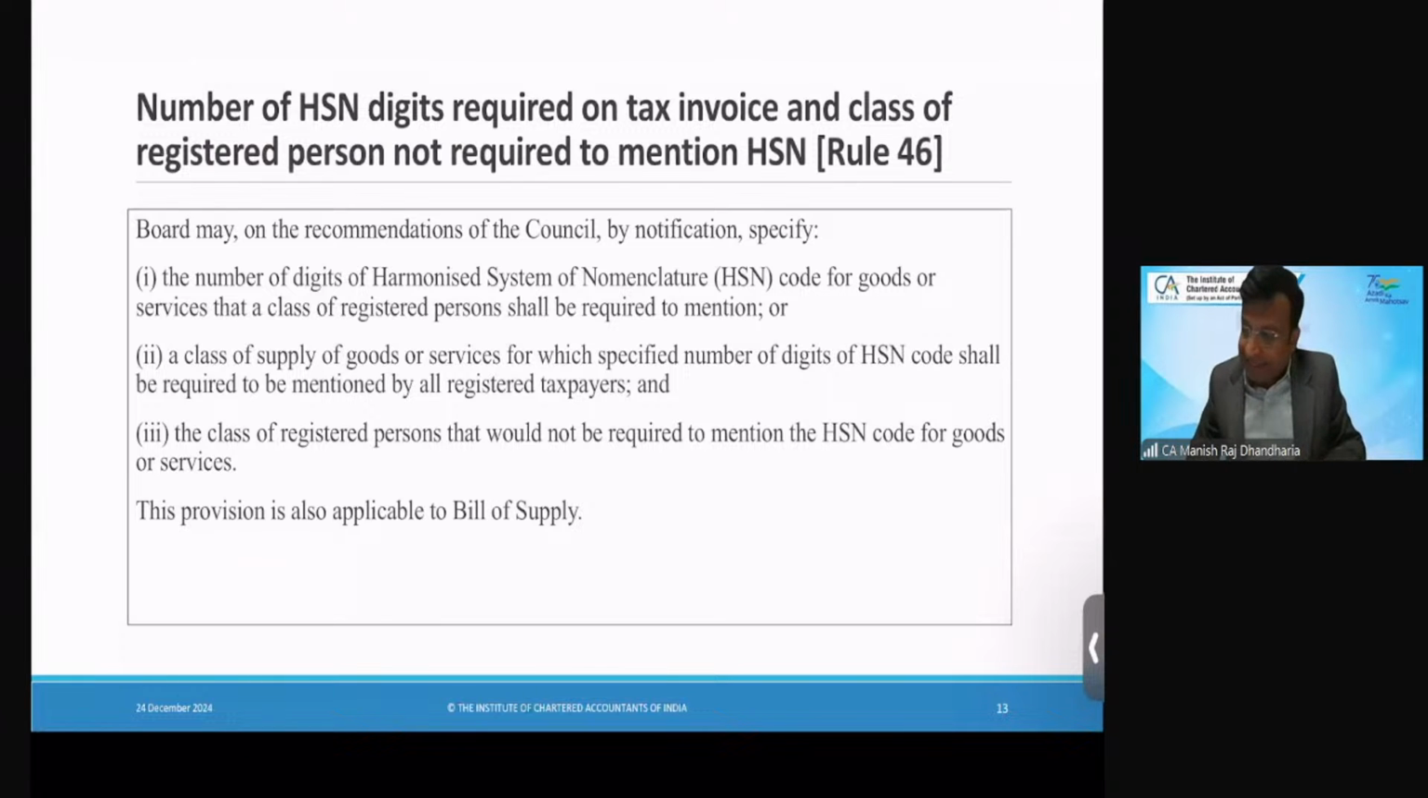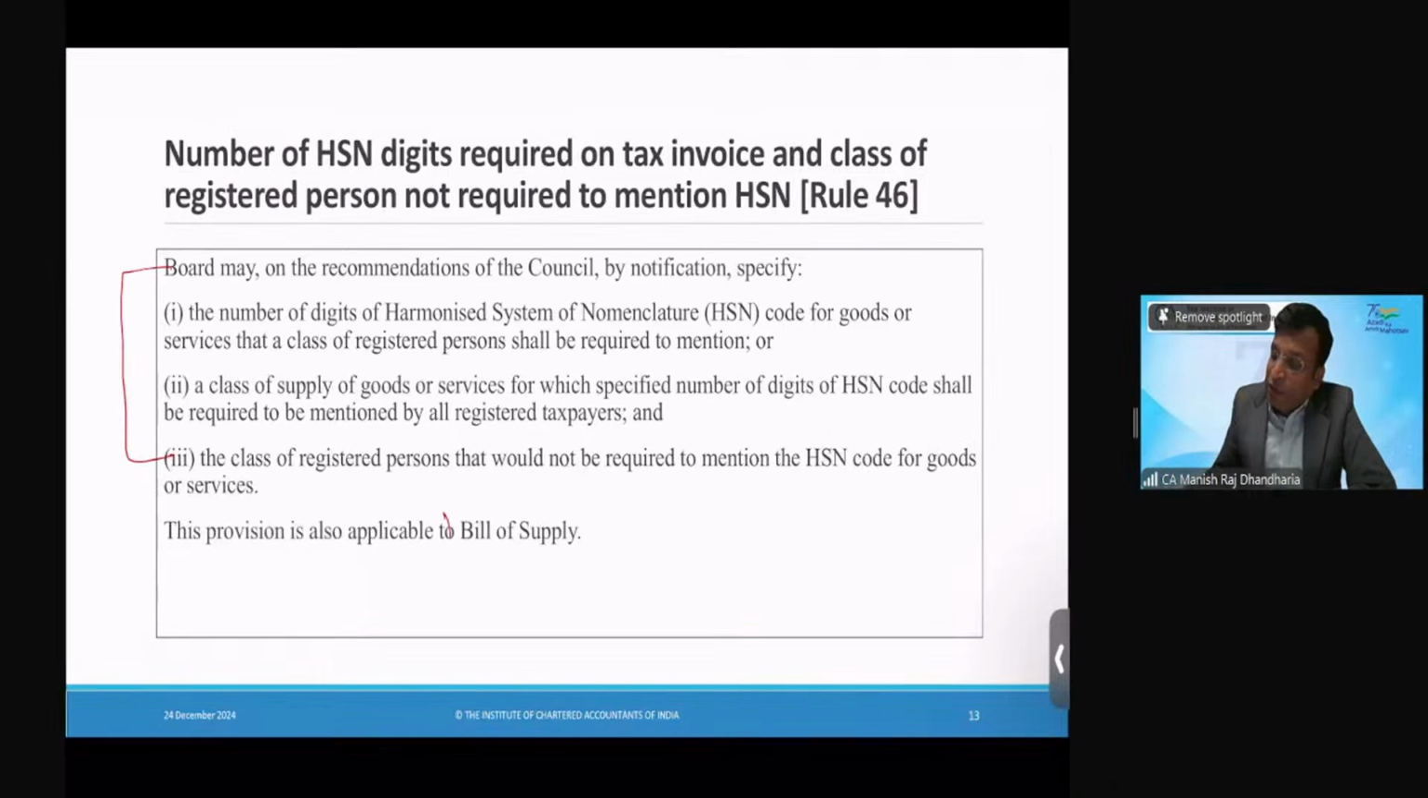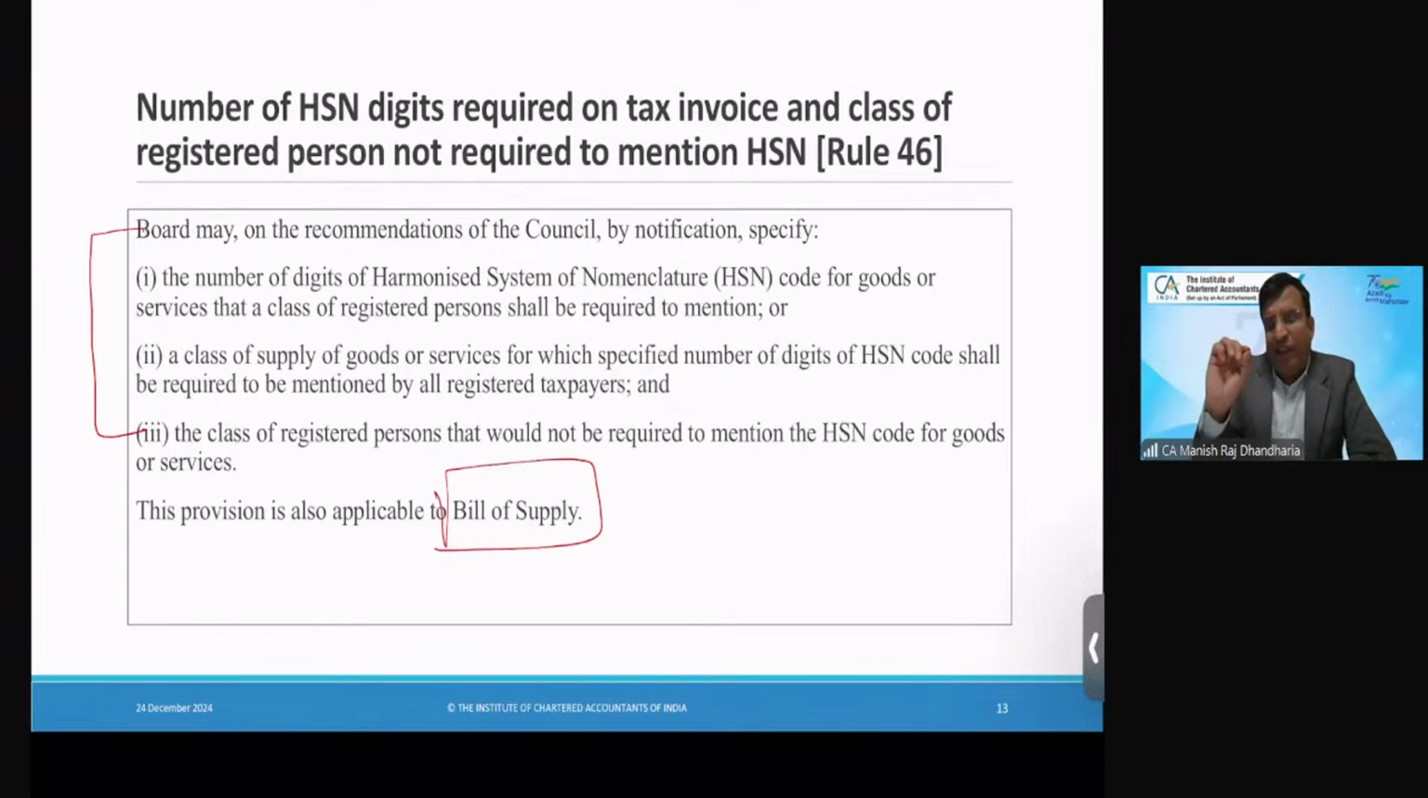तो अपने को कितना डिजिट HSN कोड मेंशन करें? So the board, on recommendation of the council, will notify कि किसको HSN कोड मेंशन करना है, किसको नहीं करना, किस गुड्स में करना है, किसमें नहीं करना, और कितना डिजिट मेंशन करना है. ओके. तो ये नोटिफिकेशन के थ्रू वो लोग बताएंगे, and they have issued the notification. We will discuss that. And the same will apply for bill of supply also. Let me discuss in one line what is bill of supply. Later on we will discuss in detail.